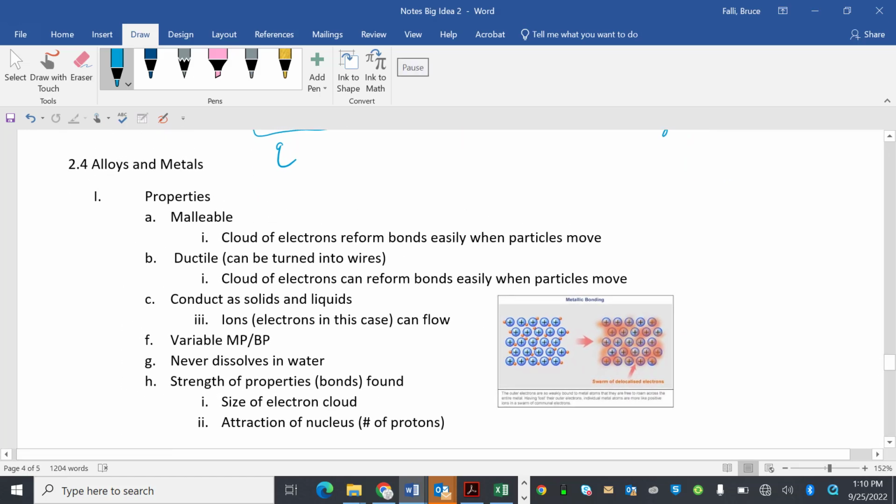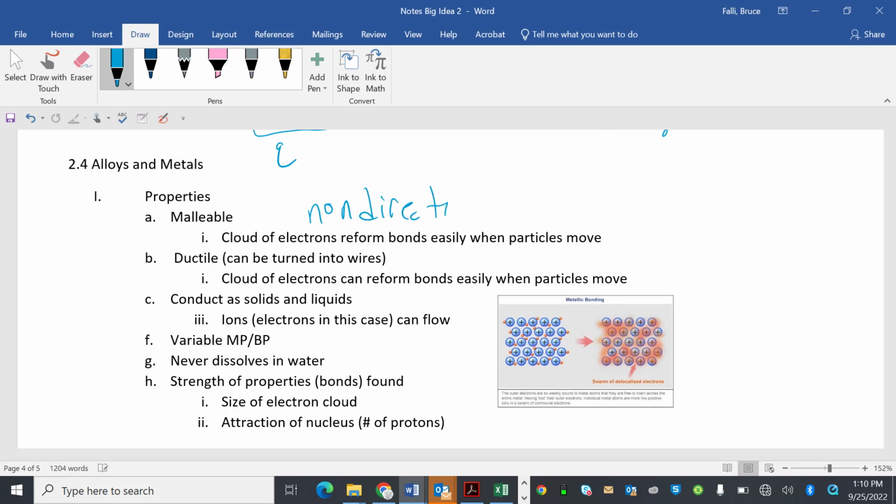So alloys and metals, properties of metals. Metals are malleable, and every explanation for this is about the non-directional covalent bonds. So the cloud of electrons is called non-directional. A non-directional covalent bond can reform easily when particles move. So we talked about in class, if I change the shape of the room when we were in a mosquito world, then the mosquitoes would change and we'd still be bonded together.